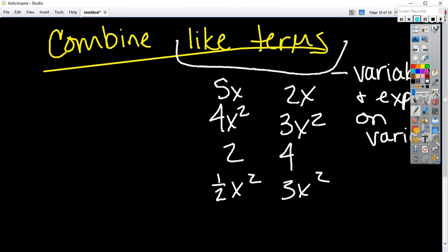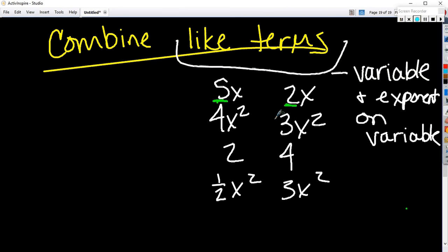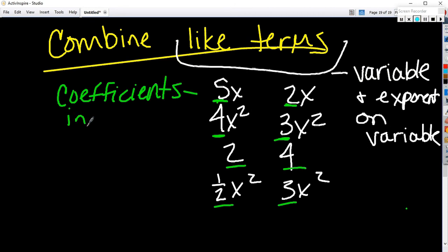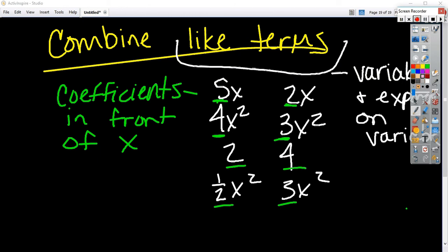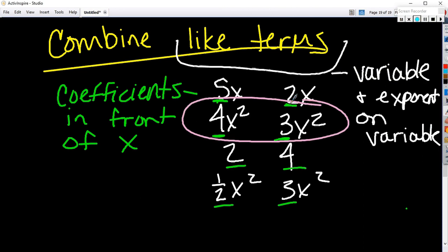The number in front of x has another name. The 5, the 2, the 4, the 3, the 2, the 4, the 1/2, the 3. That's called what? What are those called? Starts with a C. Coefficients. Good job. They're called coefficients. Coefficients are in front of x. I'm going to give you a second to catch up with me. If I want to add like terms, so let's say I take these two, and I said 4x squared plus 3x squared. We've already determined that they're like terms.